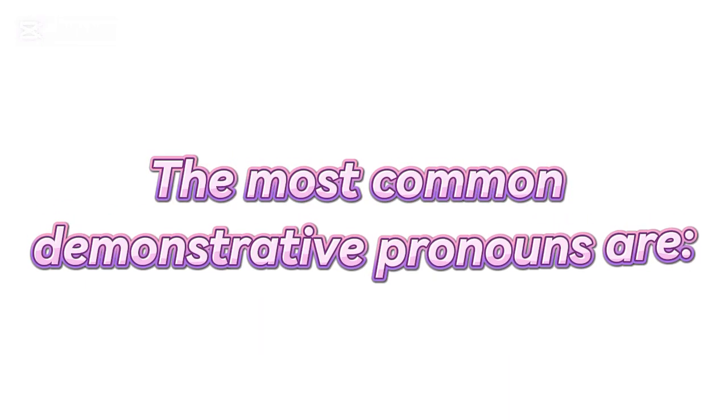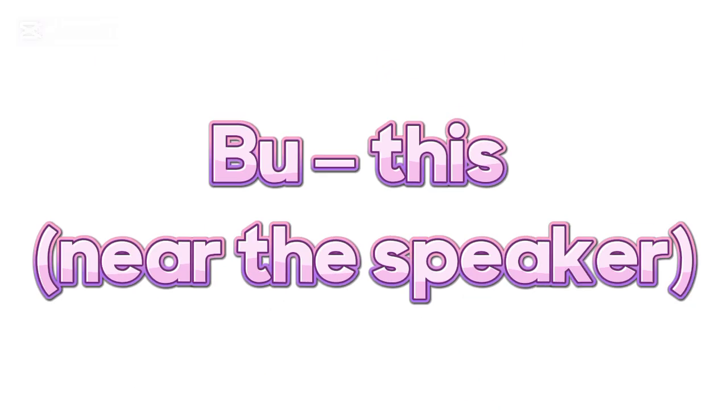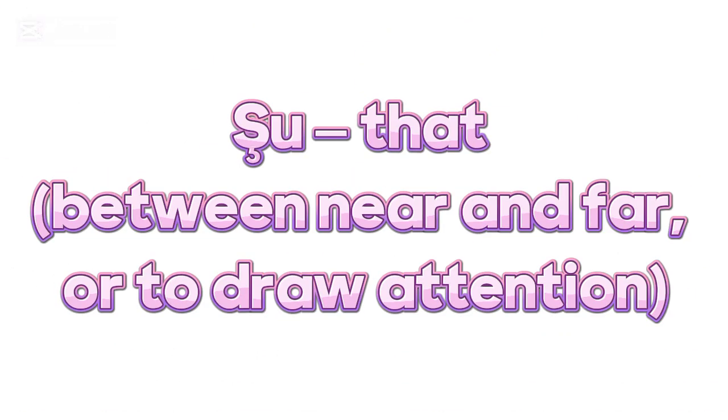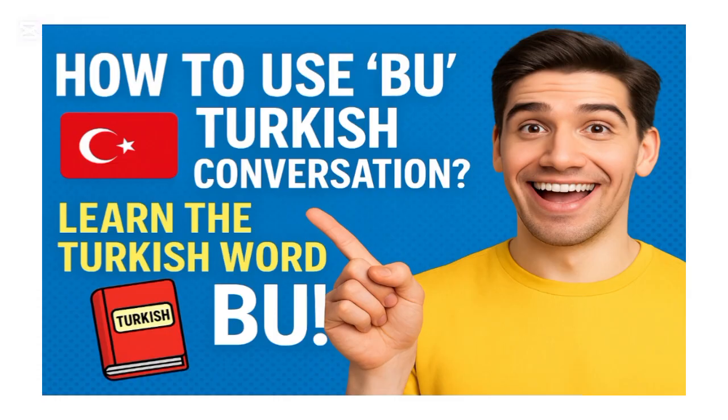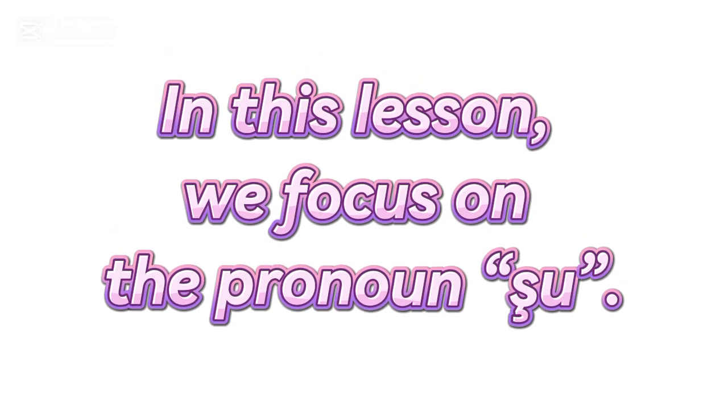The most common demonstrative pronouns are bu, which means this, and it is used for a thing, person, or object near to the speaker. Şu means that, and it is used for a thing, person, or object which is neither near to nor far from the speaker, or to draw attention. O means that, and it is used for a thing, person, or object which is far from both speaker and listener. Our previous lesson was on bu. In this lesson, we focus on the pronoun şu.